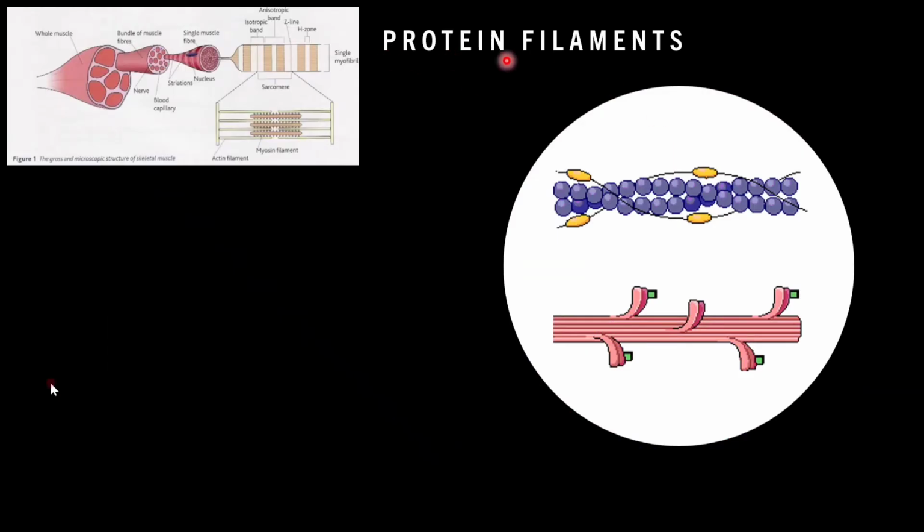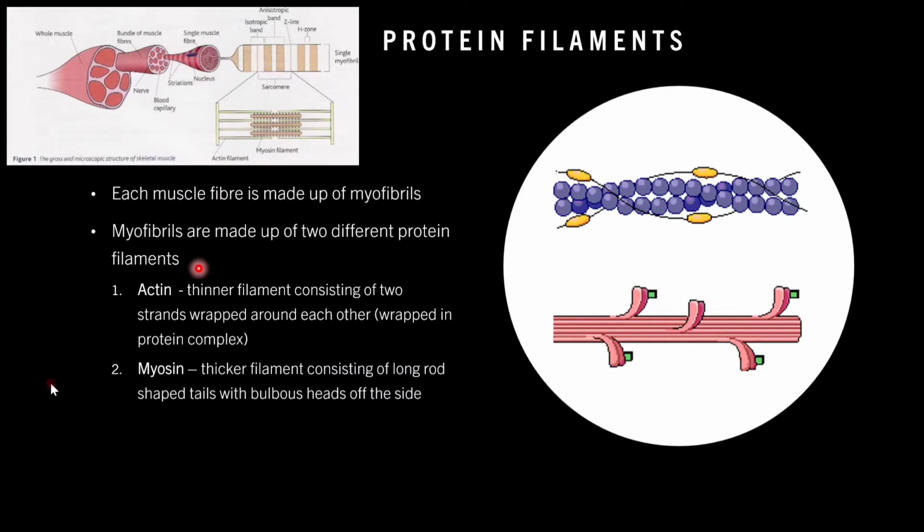Okay, and now we're going to look at protein filaments. We've seen that each muscle fiber is made up of myofibrils, but what are our myofibrils made of? Our myofibrils are made up of two different protein filaments. One of them is actin. This is our thinner filament, and it is made of two strands wrapped around each other. As you can see here, these blue strands are wrapped around each other.